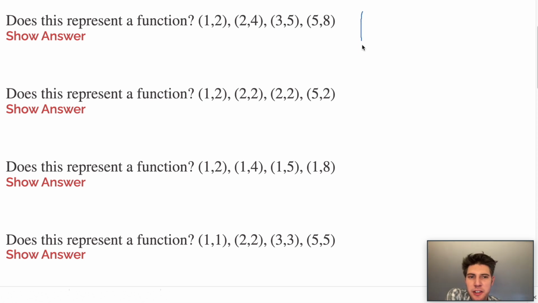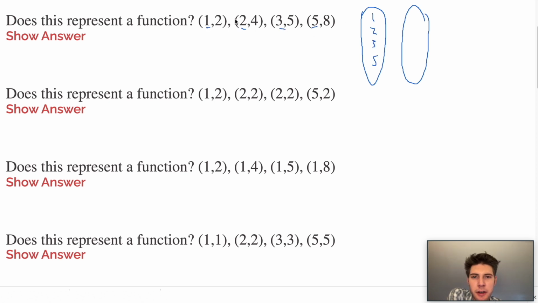We can express each of these as a mapping if we wanted to and kind of visualize what's going on. So in our domain, we have 1, 2, 3, and 5. In our range, we have 2, 4, 5, and 8. And we can see that each of these maps there. Since none of these goes to two different y's, the answer is yes, it is a function.